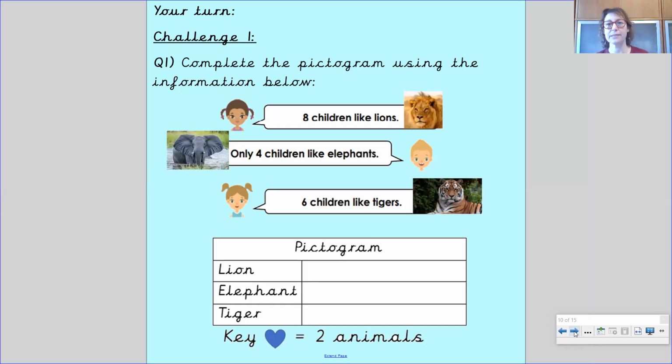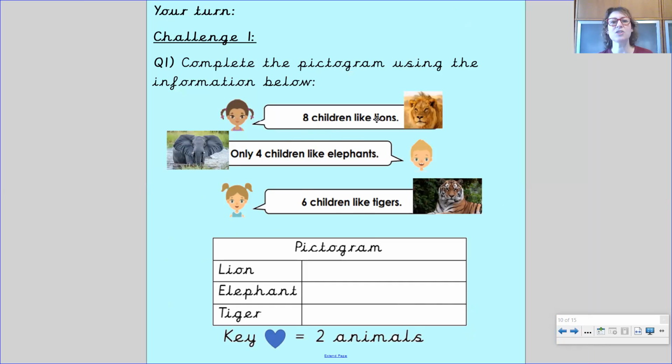Okay, so now it is your turn. Again, this is the first time we've done pictograms with more than one in the key, for a key of 2. So if you're not sure, if you're a little bit confused, then start at challenge 1. Even if you don't normally do challenge 1, start from challenge 1 for today, if you think you just want to check you know what you're doing.